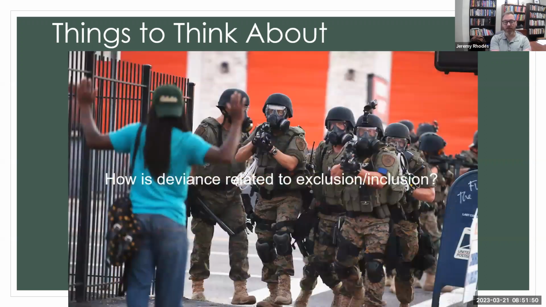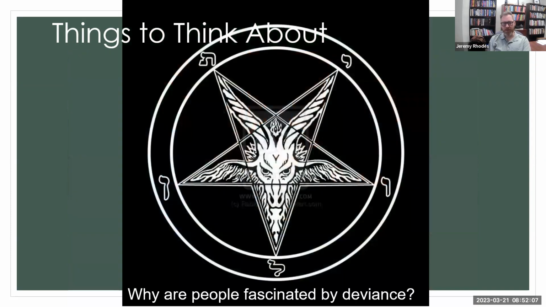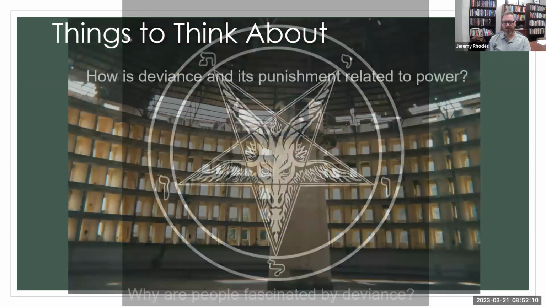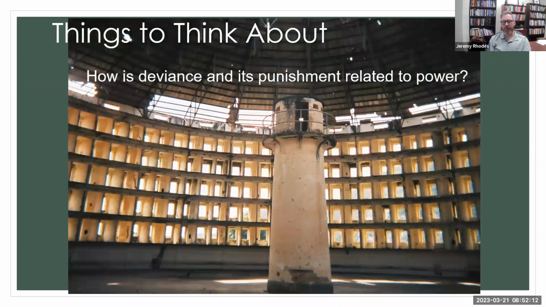How is deviance related to inclusion and exclusion? As we'll see, a lot of perspectives on deviance come from this idea that people in power are the ones who get to define what is deviant. And so deviance is kind of used as a means of excluding people and minimizing the power that they have access to. Why are people fascinated by deviance? How are deviance and punishment related to power?